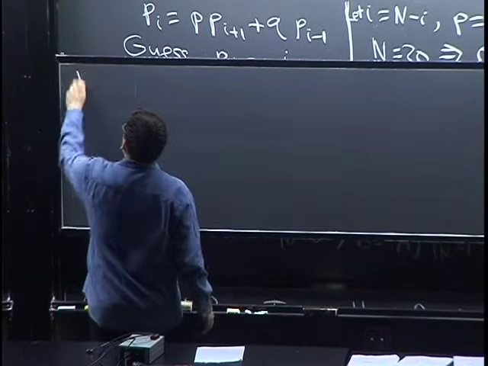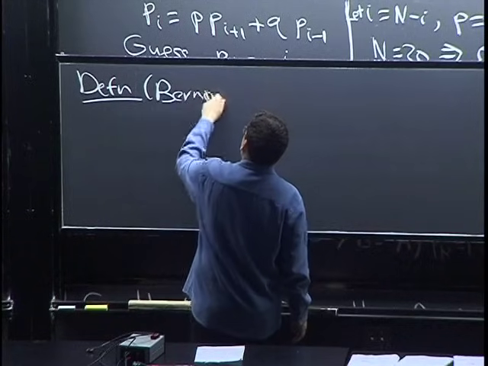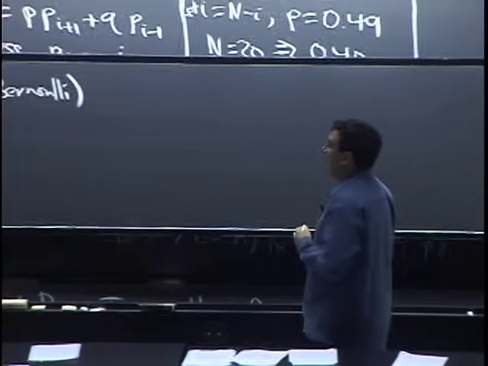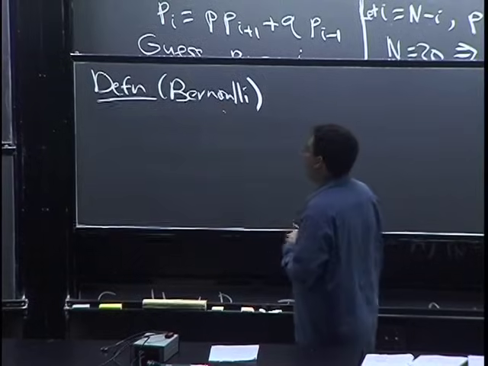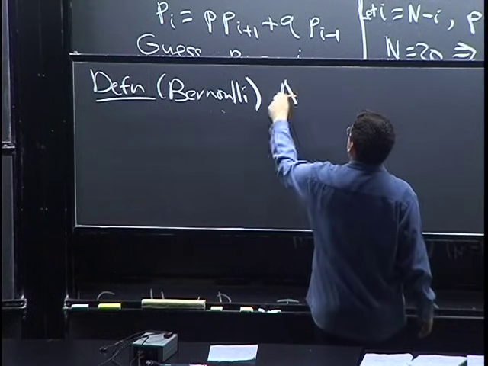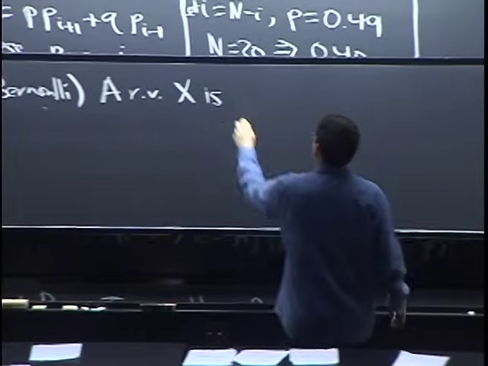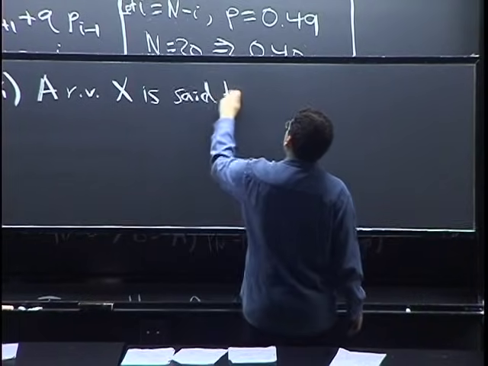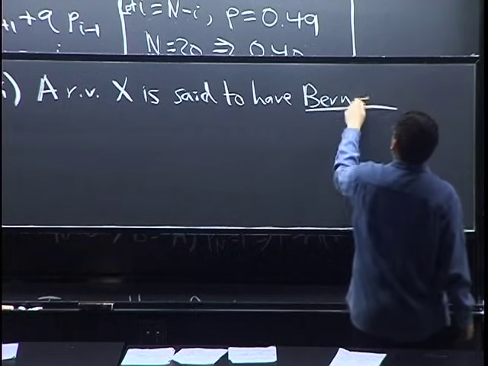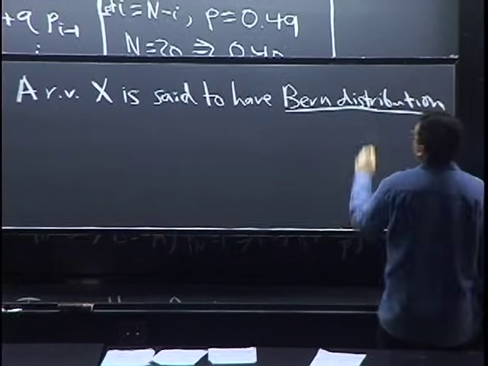So this is the definition of the Bernoulli distribution. I'll have to define the word distribution, and we'll be talking a lot about distributions. But for right now, we're talking about random variables, and I'll tell you later what the distribution means. So a random variable X is said to have the Bernoulli distribution. Right now, just think of that as the definition of the term Bernoulli distribution. Often I abbreviate Bernoulli to Bern.